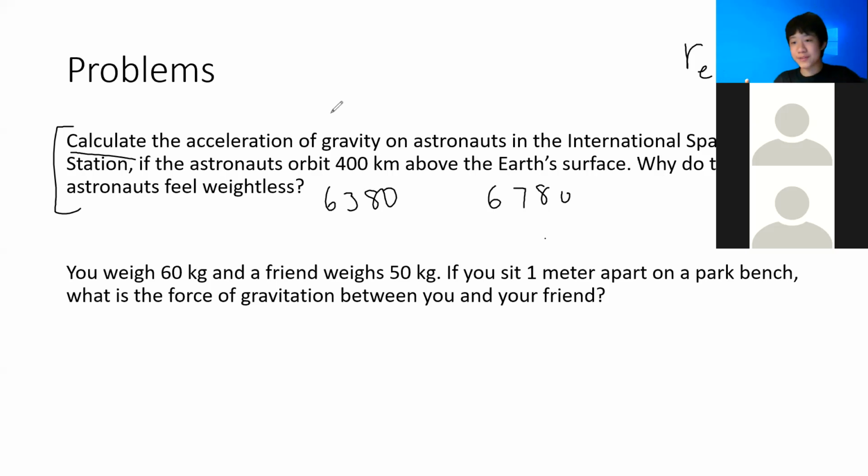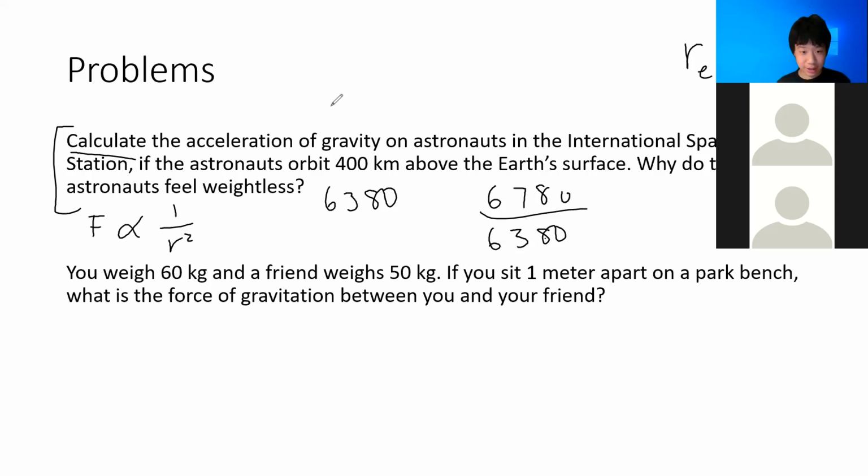All right, so how many times farther away are they? To calculate how many times farther away they are, we just need to do 6,780 divided by 6,380. So it's around 1.06. So that's how many times farther away they are. As we know from the universal law of gravitation, the force of gravity is inversely related to the square of the distance, right? So if we square this distance and put 1 over that, then we'll find how many times weaker the gravity will be.